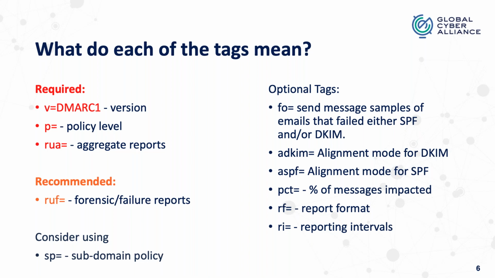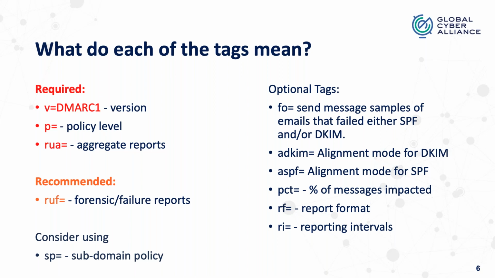Now, not all of these tags are going to be required. The V equals is required, right? The P tag is required. We're listing that the RUA tag is required, but technically it's not. It is an optional tag, but I'll explain later why we're saying that it's required. Then recommended is the RUF tag. Something you want to consider using is the SP tag, and you have a good number of optional tags. I am going to go through each one of these individually.